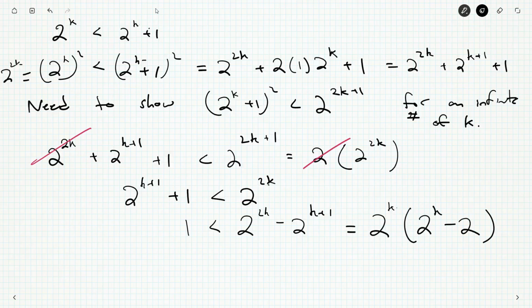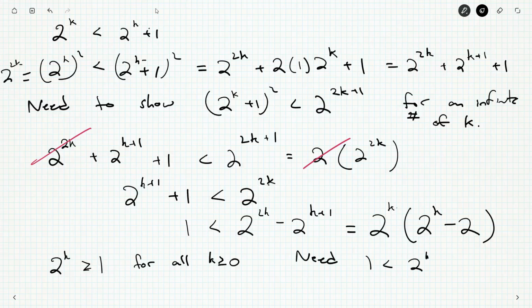And so 2^k is always greater than or equal to 1, for all k greater than or equal to 0. And so we just need 1 to be less than 2^k minus 2, which is 3 less than 2^k, which is true for k greater than or equal to 2. Okay.